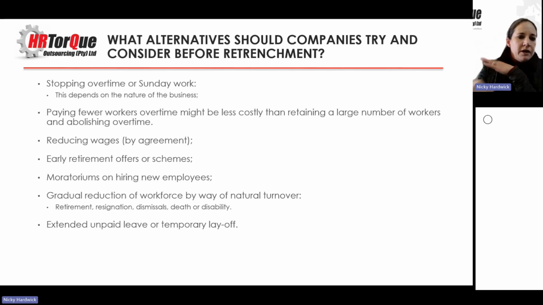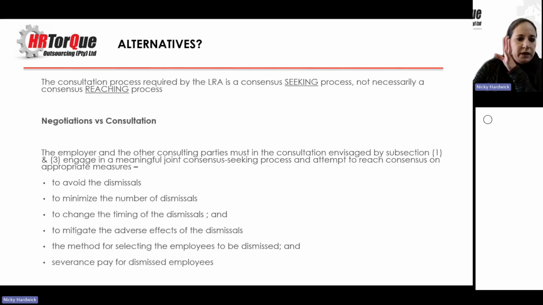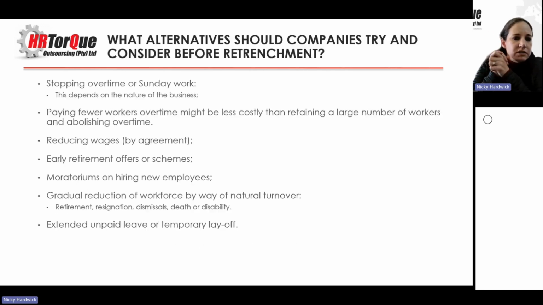All right, so going more into the alternatives. These are just examples, and we can go into the different kinds of alternatives. So stopping overtime or Sunday work, paying fewer hours of overtime. And again, my suggestion is at the beginning, when you're considering why we are deciding this, you need to look at all of these things. All of these things you need to consider.